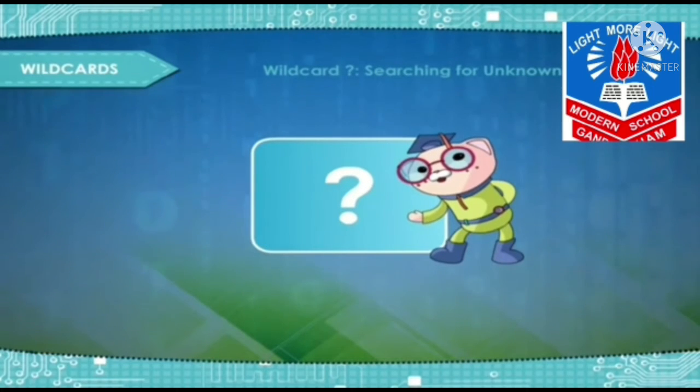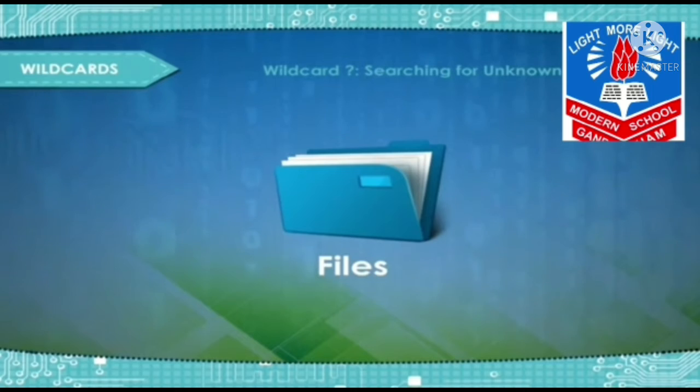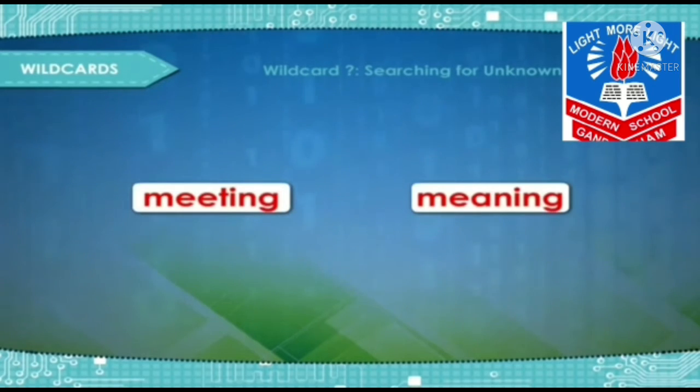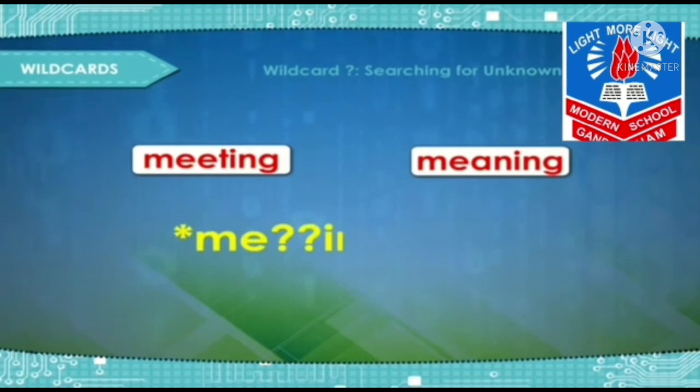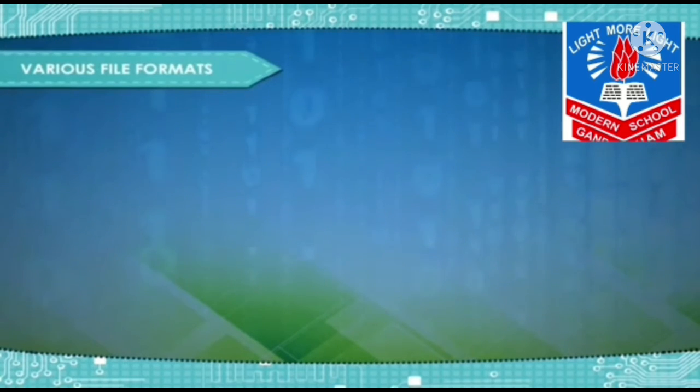Wildcard question mark, for searching an unknown character. The question mark wildcard lets you replace any single character in a search. This means that if you are looking for a file and you are not sure how it is spelled, you can simply substitute the question mark for the character you don't know. For example, if you are confused whether it is meeting or meaning, you can try a wildcard search for the string me?ing.docx.